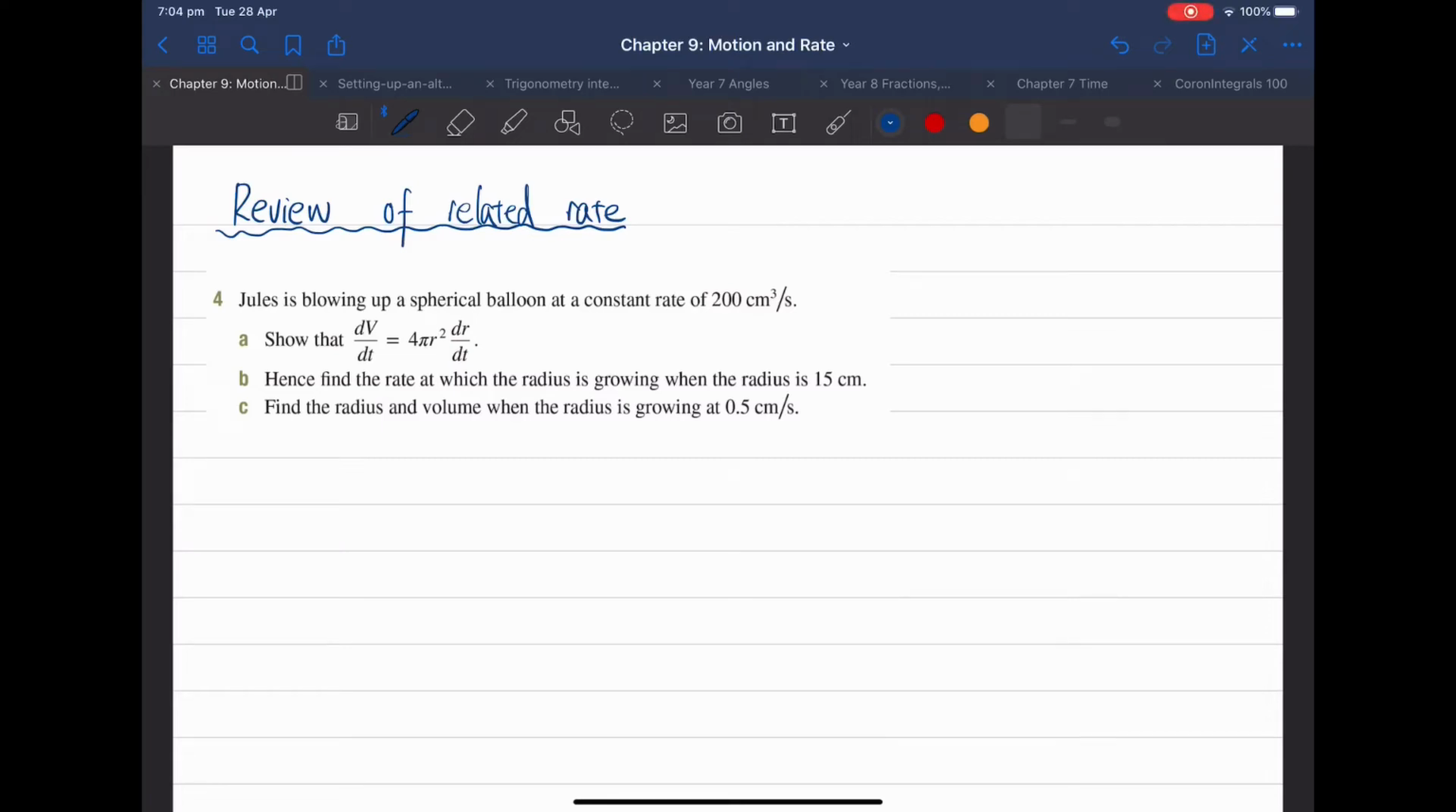Alright, so in this lesson I'm just going to do a review of rate of change, or related rate. We have covered this one in Year 11, but I'm just going to show you three more questions to help you understand a bit more about rate of change.